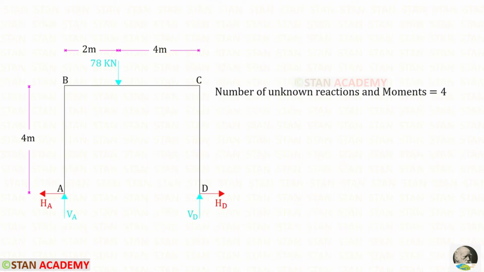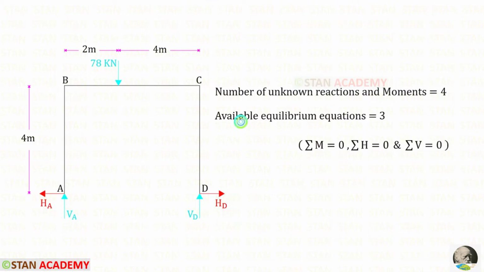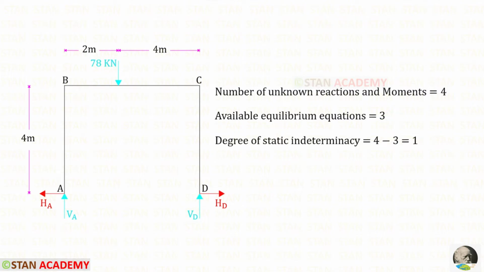In this frame the number of unknown reactions and moments is 4. There are 2 vertical reactions and 2 horizontal reactions. The available equilibrium equations are 3. So the degree of static indeterminacy will be 4 minus 3, so it will be 1. Let us keep the horizontal reaction at D, HD, as the redundant.